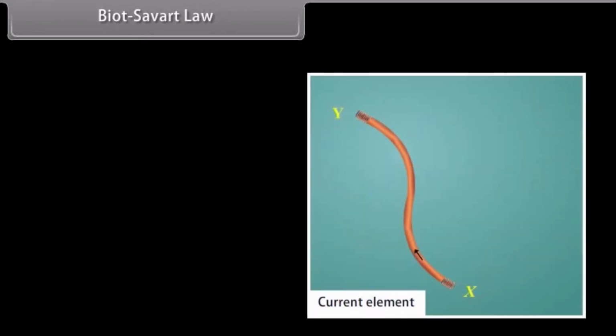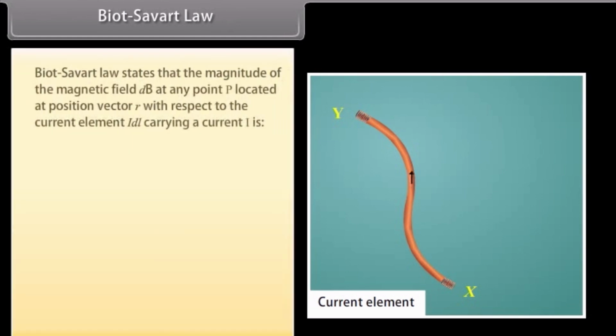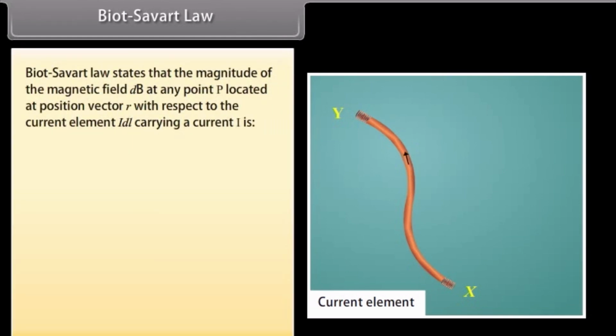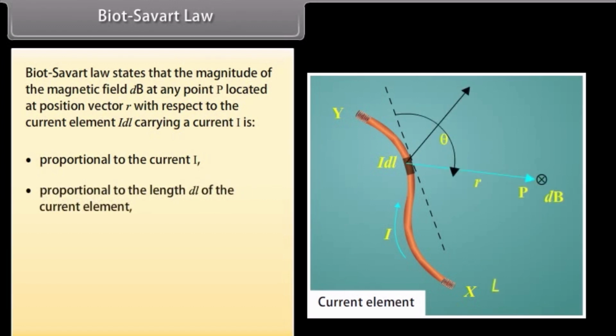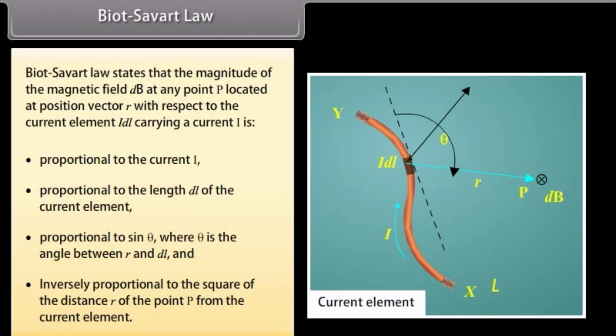Biot-Savart Law. It is a mathematical description of the magnetic field at a point that arises from a current flowing through a current element. Biot-Savart Law states that the magnitude of the magnetic field dB at any point P located at position vector r with respect to the current element I dl carrying a current I is proportional to the current I, proportional to the length dl of the current element, proportional to sine theta, where theta is the angle between r and dl, and inversely proportional to the square of the distance r of the point P from the current element.